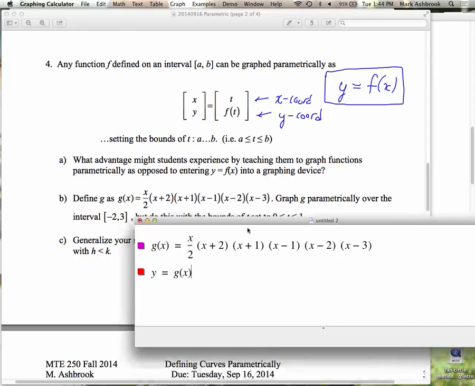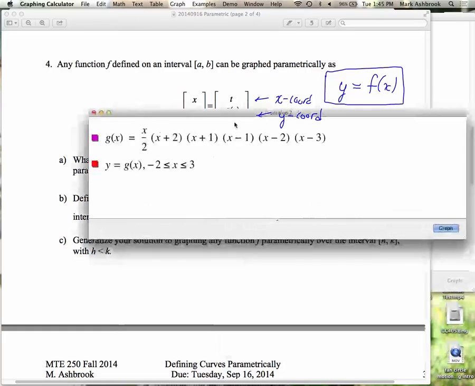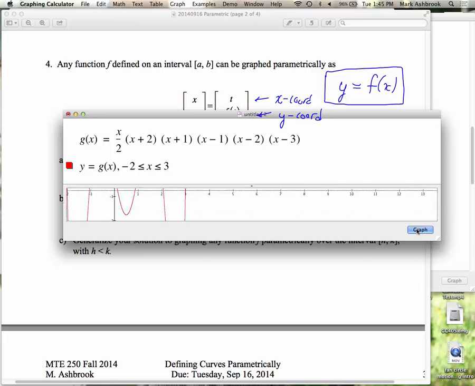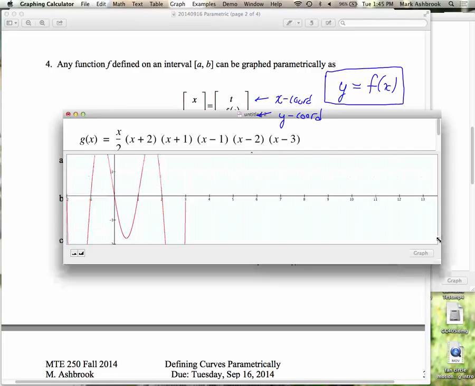Yeah, we've done this, right? We've done this. So what would we do, Michael, comma? Negative 2, less than or equal to x, less than or equal to 3. Yeah, we've done this, right? So everyone should have thought, of course you can do this. You just define which x values you want to graph it for, and that's what we get.